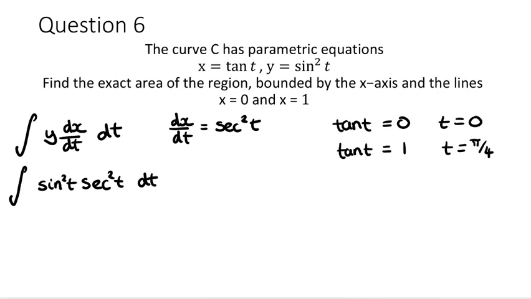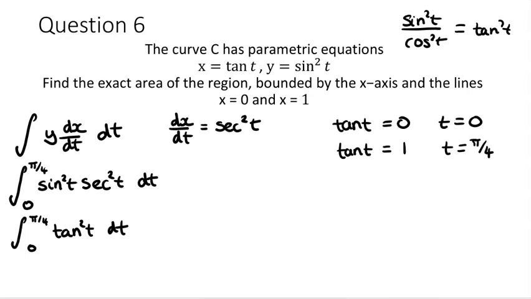Usually, by the way, a question like this in an exam would have a diagram that accompanies it. But my limits are going to be not 1 and 0, but now pi over 4 and 0. So I'm going to integrate sine squared sec squared, but actually we can make this a lot nicer for ourselves by simply recognising that sec squared is the same as 1 over cos squared. So this becomes sine squared over cos squared, but sine over cos is tan, so that's going to be tan squared.